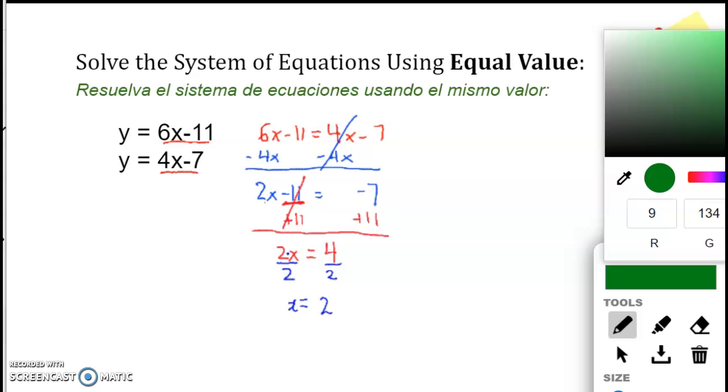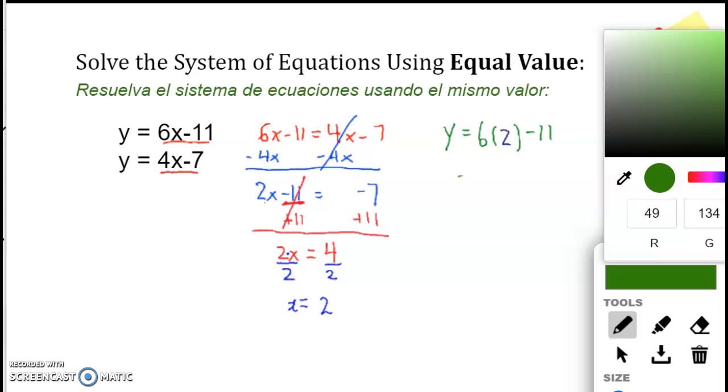I can choose either one of the equations. I'm going to choose the top one. Instead of writing x, I'm going to put parentheses as a placeholder. And then -11. That's my original equation, where this should be filled in with my x value, and my x value I just found to be 2, so I put my 2 there.